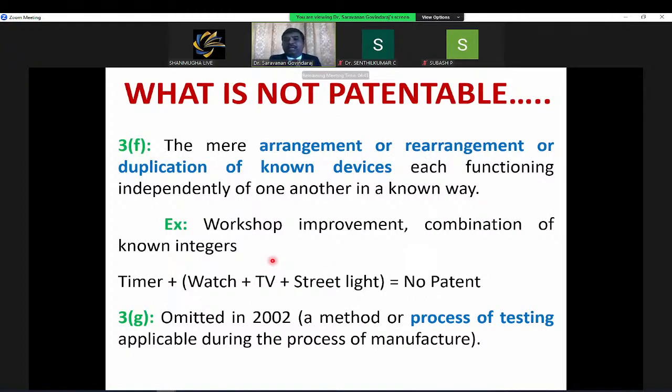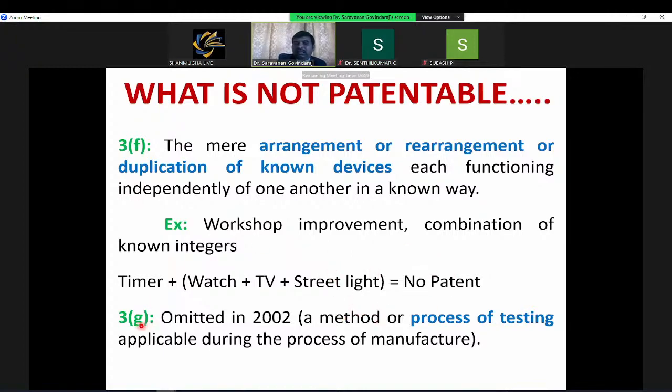And according to section 3(f), when you are arranging or rearranging, or duplicating known devices. Okay, so for example, a TV is separately there, a watch is separately there, a light is there. I mix all those things, or arrange all those things in a different manner, and I make only one product. Can I go for a patent for that particular product? No. That is the thing. So I included a timer in that watch and TV street light. Can I get a patent? No, the patent will not be granted.